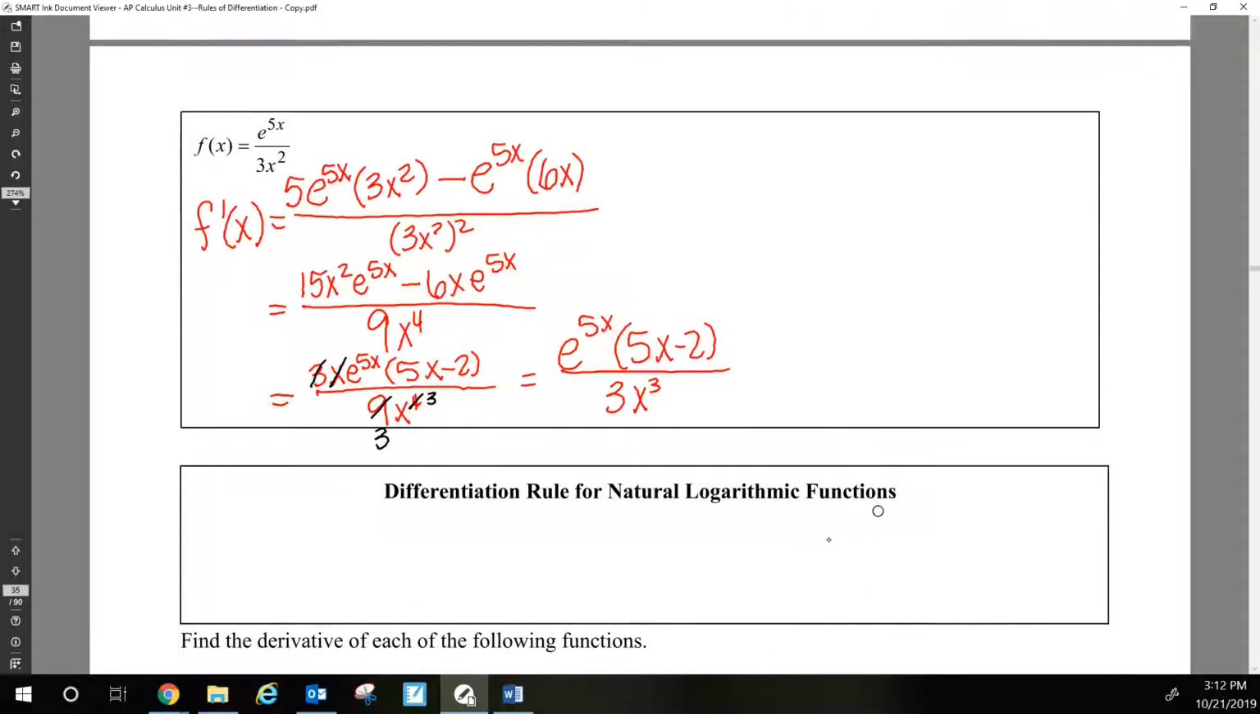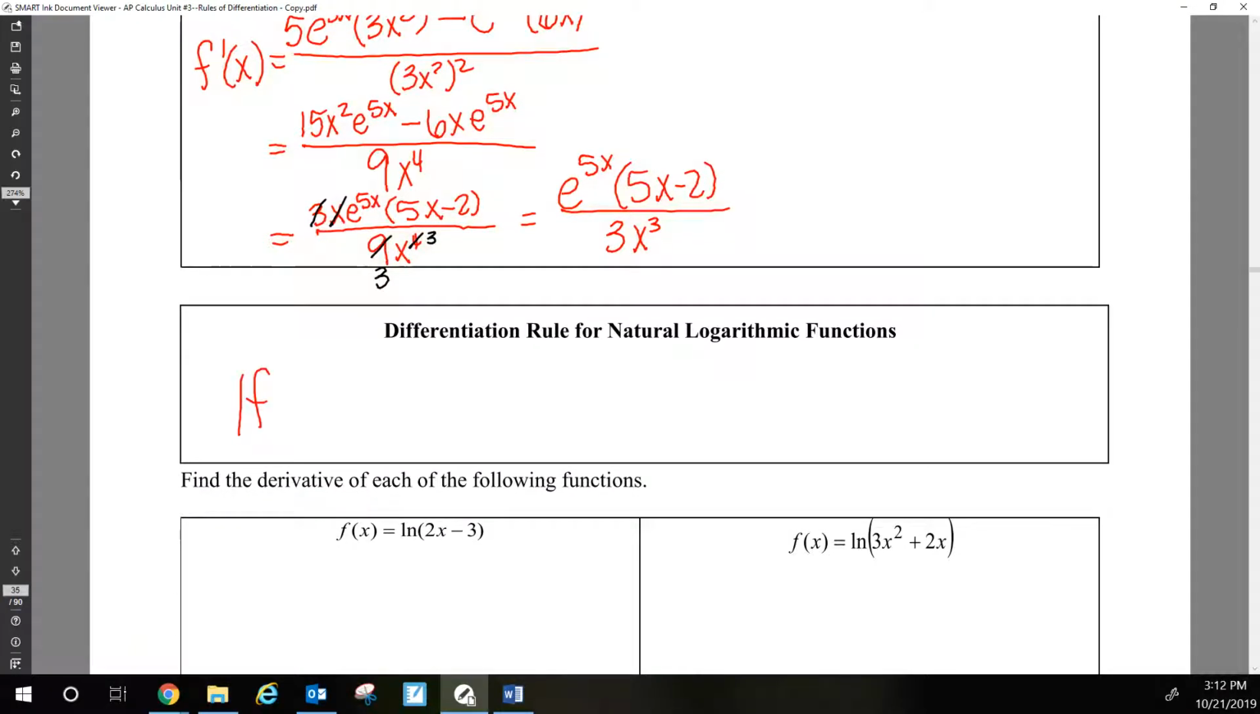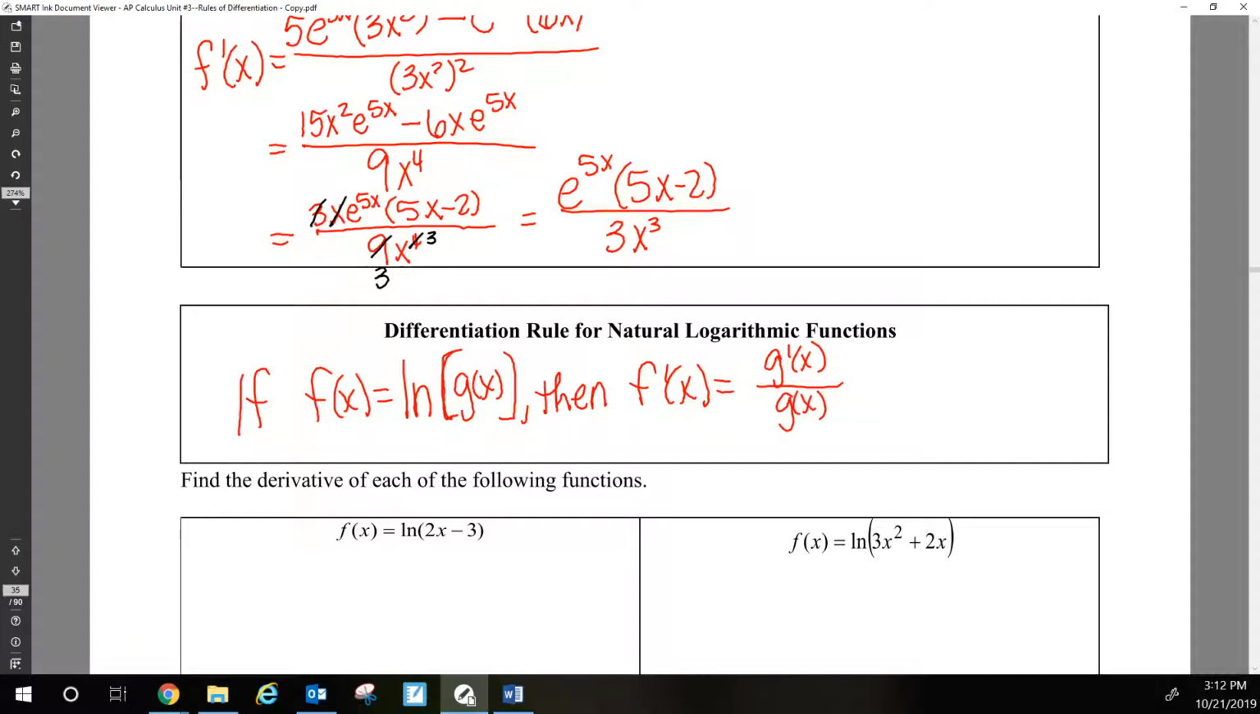All right, differentiation rule for natural logs. So if f of x is equal to natural log of g of x, then the derivative of f is equal to the derivative of g over g. So notice g is what the argument is. So in this case here, 2x minus 3 is your g of x. In this case, 3x squared plus 2x is your g of x.